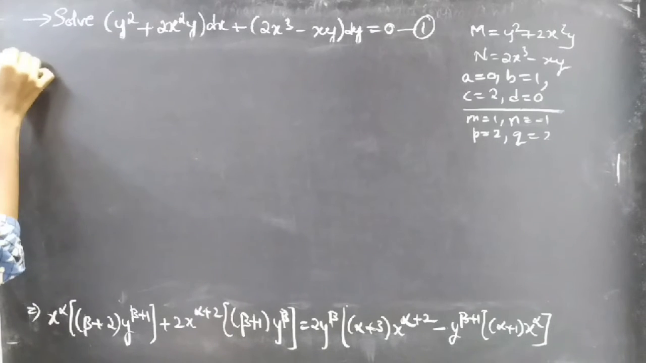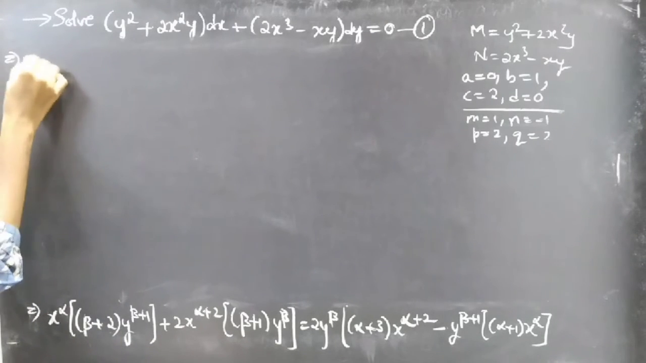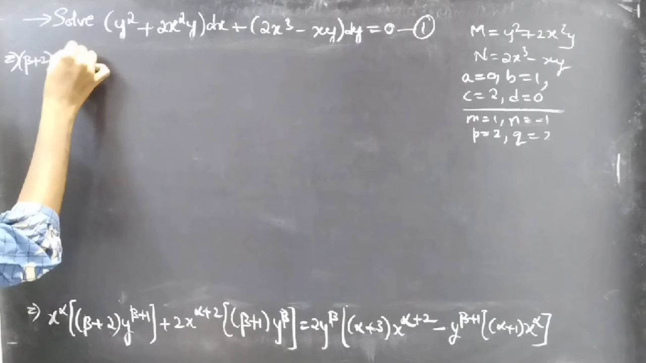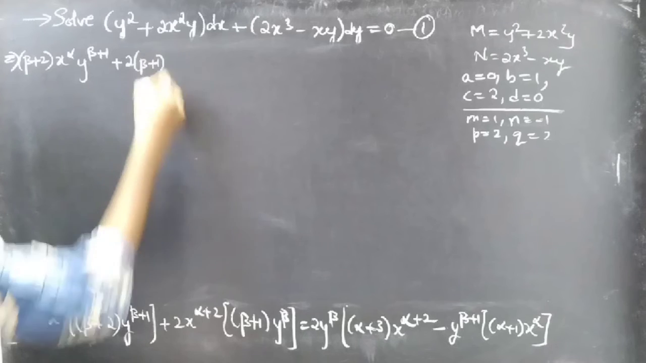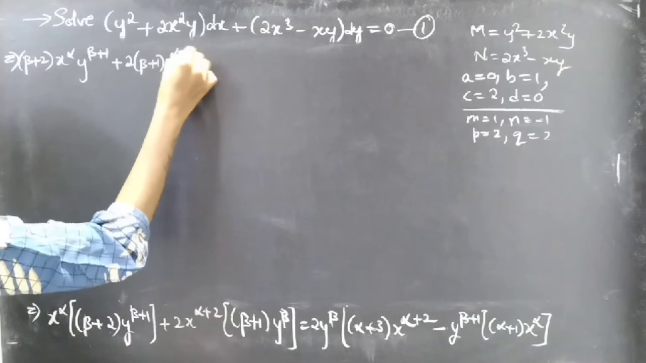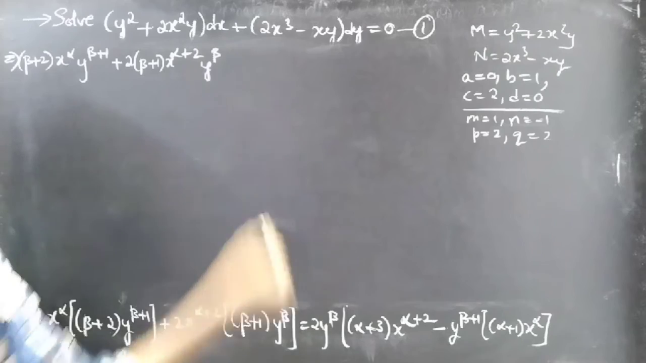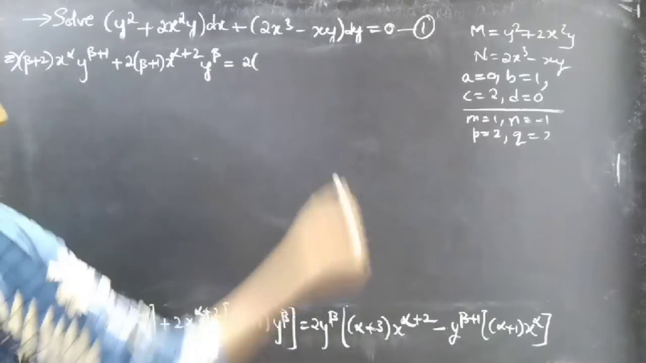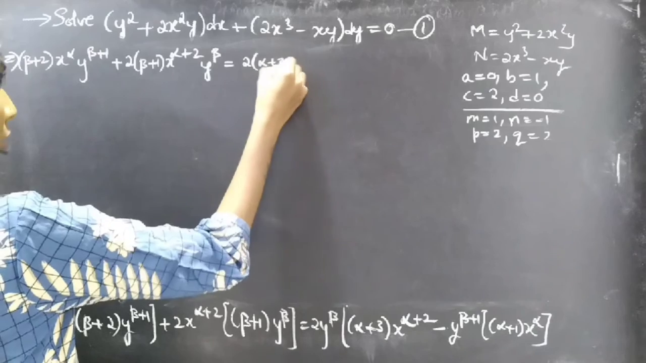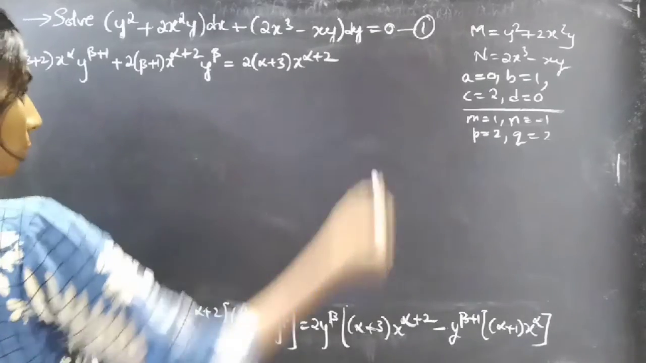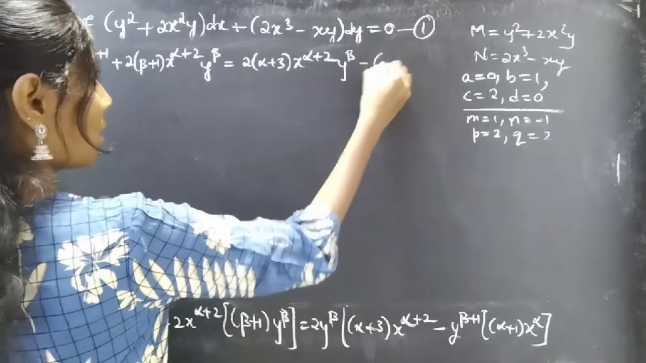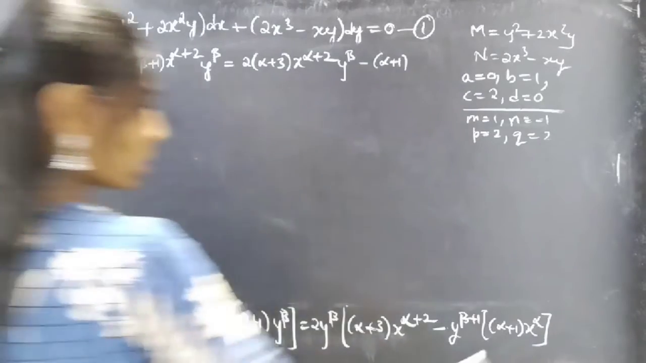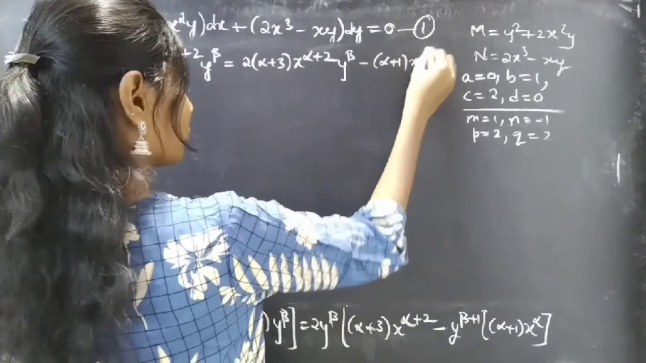This gives us beta plus 2 into x power alpha y power beta plus 1, plus 2 times beta plus 1 into x power alpha plus 2 y power beta, equal to 2 times alpha plus 3 into x power alpha plus 2 y power beta, minus alpha plus 1 into x power alpha y power beta plus 1.